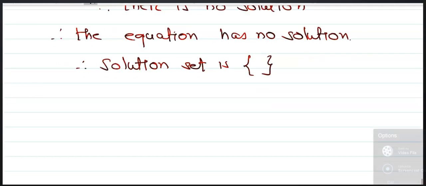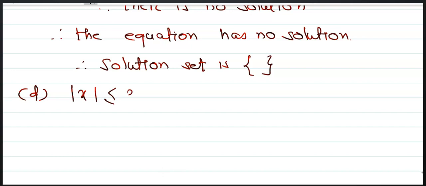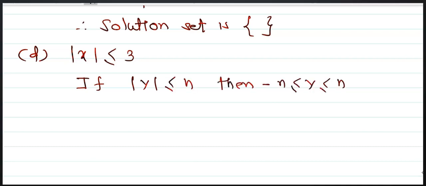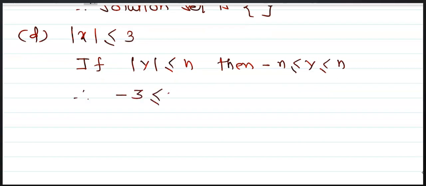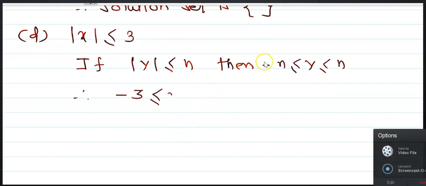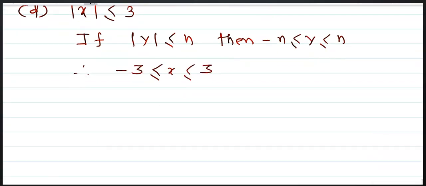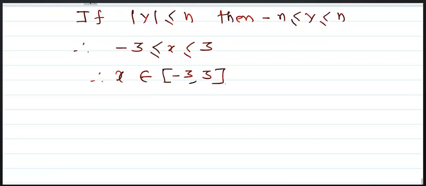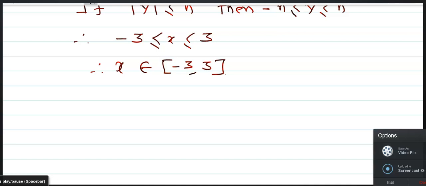It is fine. Now D is, mod of x is less than or equal to 3. Then we have the possibilities. Mod of y is less than or equal to n when the value of y lies between minus n to plus n. In this case the same thing applies here. The value of x lies between minus 3 to plus 3, and that's why x belongs to the closed interval minus 3 to plus 3.